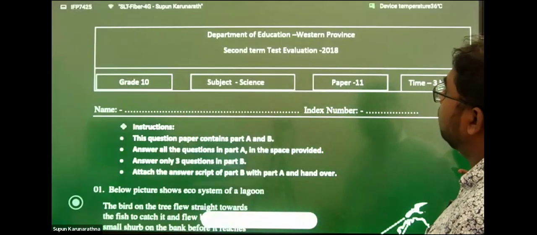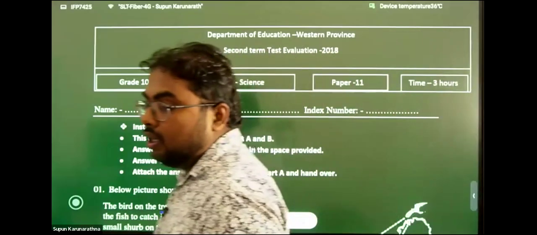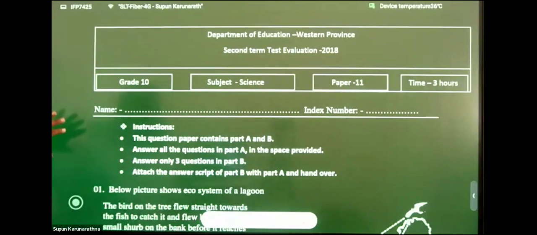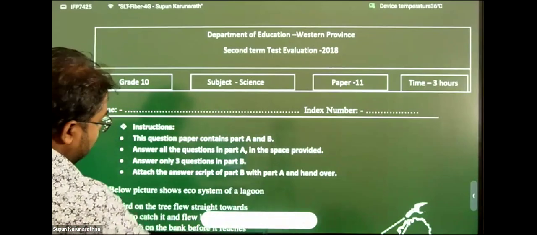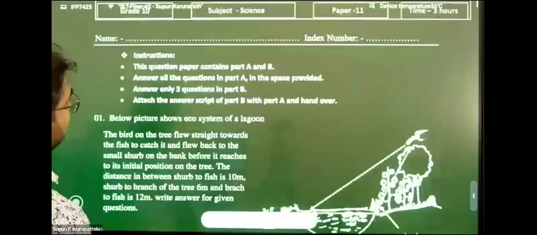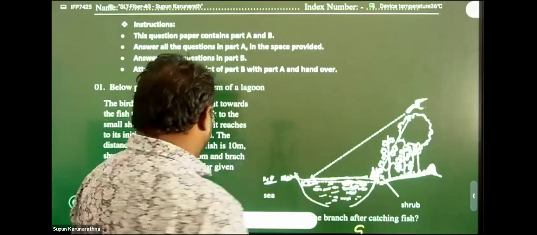Okay, then you come to the question paper. Here is the Department of Education, Western Province, second term 2018 paper. I shared that paper with you earlier. So now we start to discuss the paper. Did you complete the answers here? Right, here is the structured essay paper. The second term is very important to you.